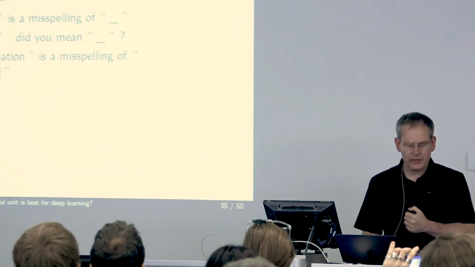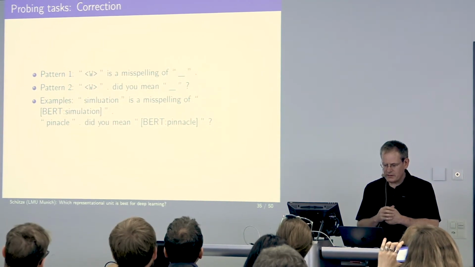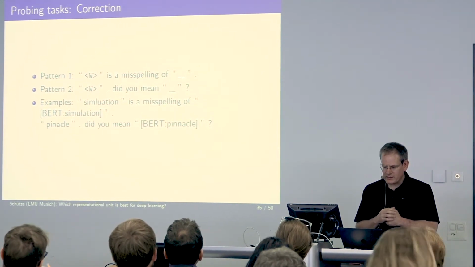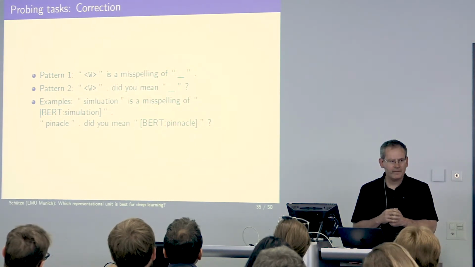So the examples here are simulation is a misspelling of blank in quotes, period, and so BERT has to substitute here simulation. And pinnacle, did you mean blank in quotes question mark? And BERT has to put in pinnacle with 2 N. Okay?